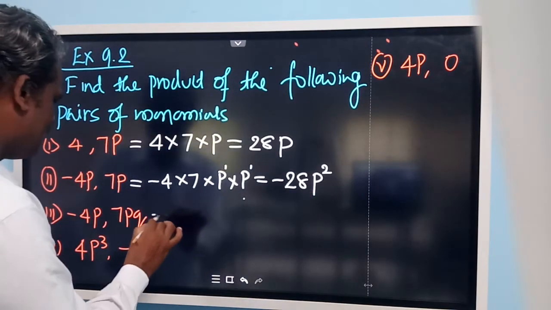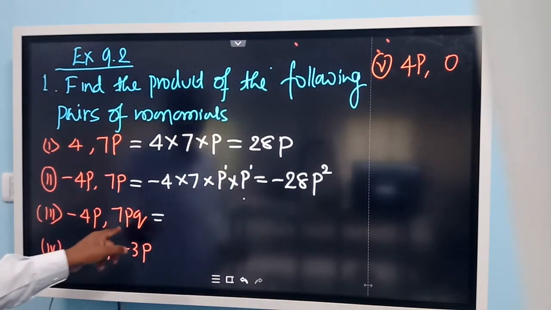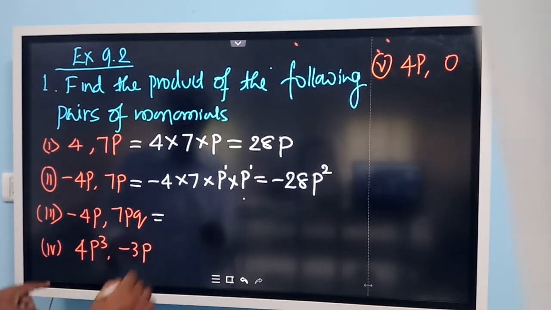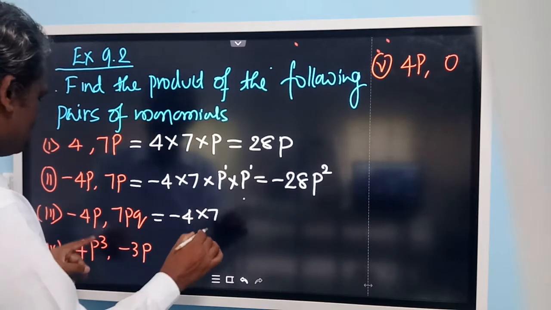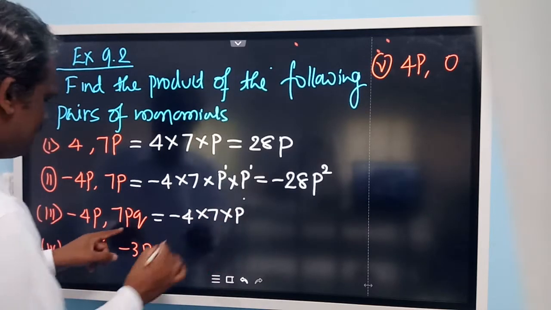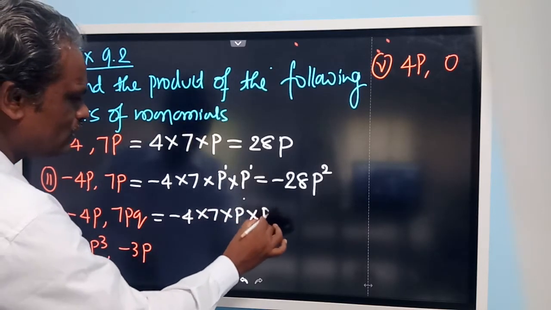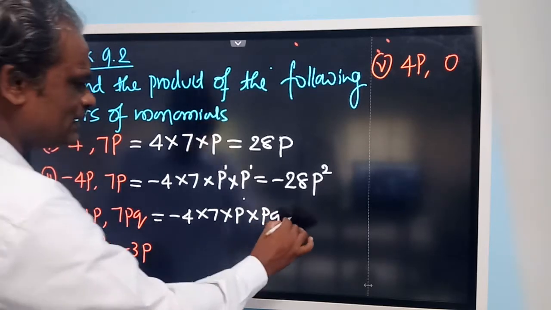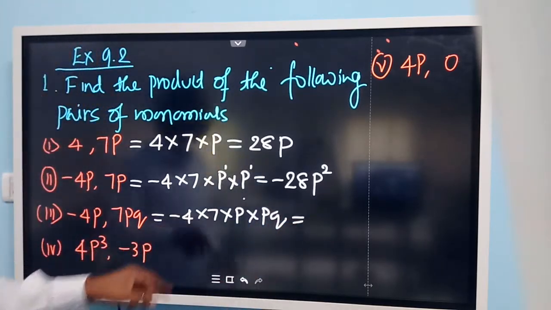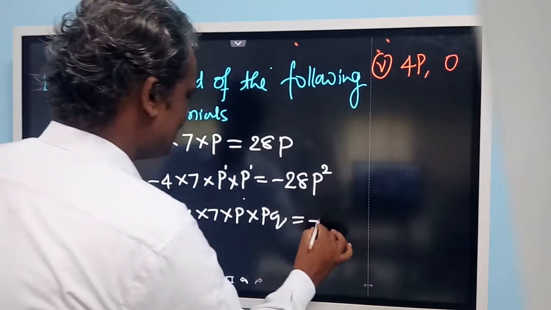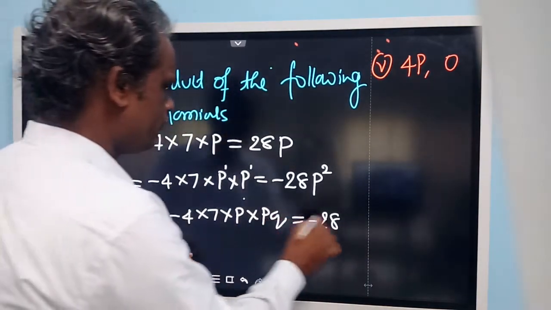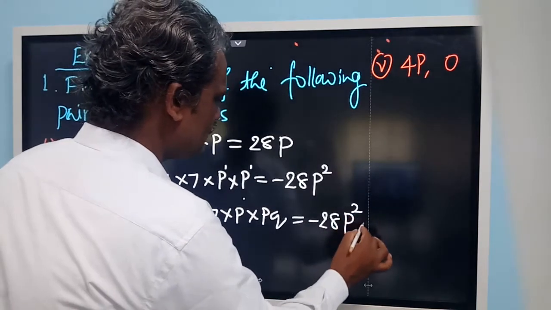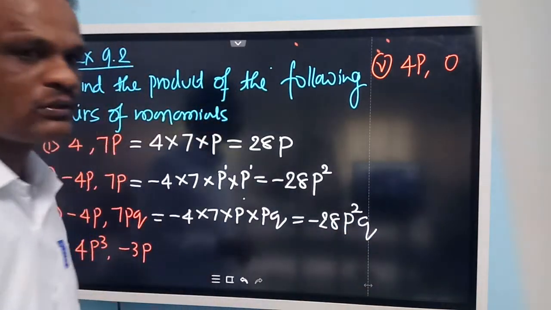So now come to this one. Here minus 4p and 7pq, you need to multiply. So first let us multiply minus 4 and 7, then p. The next term is p into q. We need to multiply this one. So what happens? Minus 4 into 7 again, minus 28. And p we have 2, p to the power 2 into q.